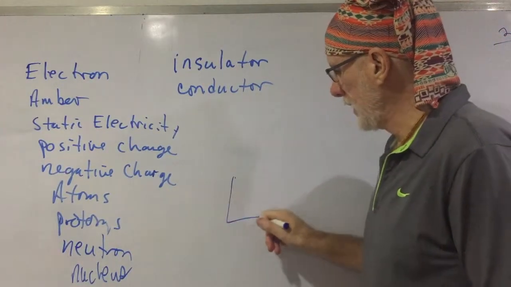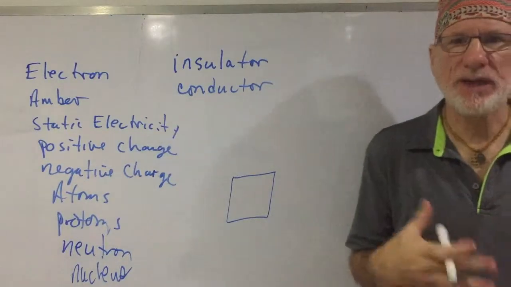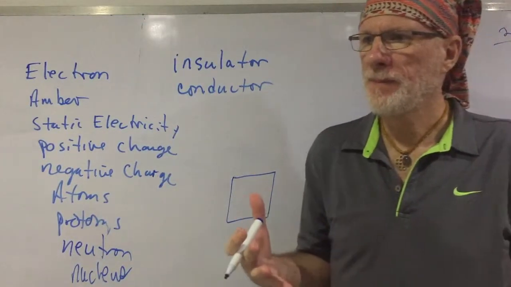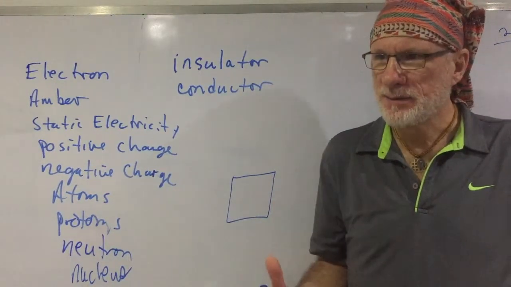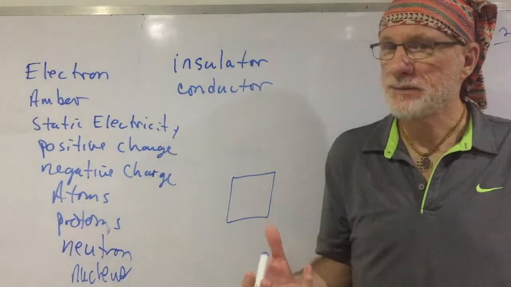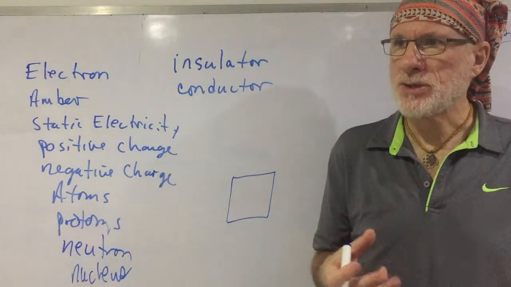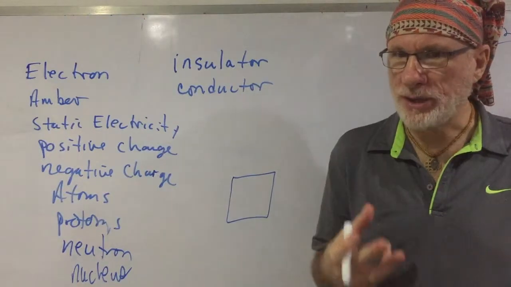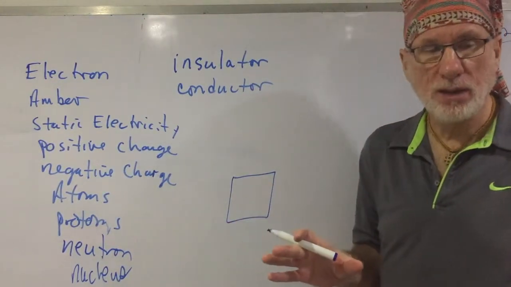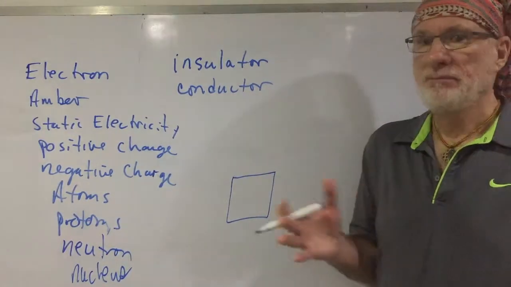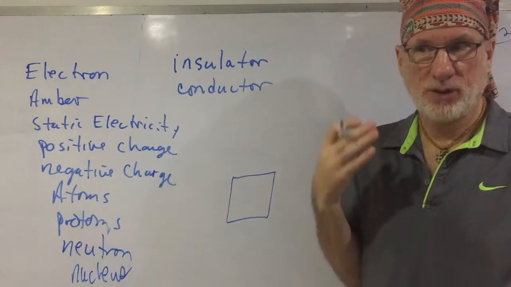Now, let's say we have an insulator. What is the definition of an insulator? Something that doesn't conduct charge. Right. So, a charge can build up on an insulator, don't get me wrong, but nothing will happen. It won't flow anywhere. Correct?